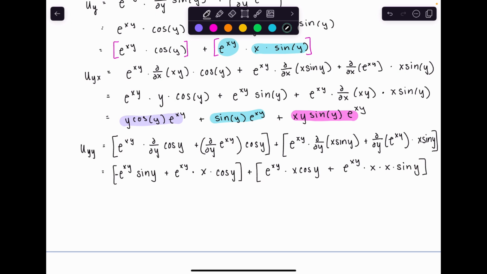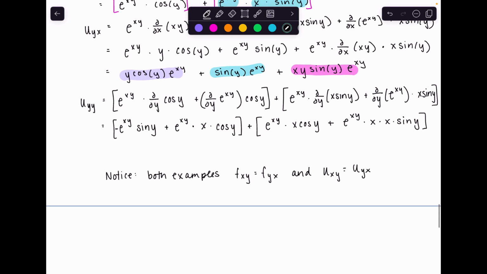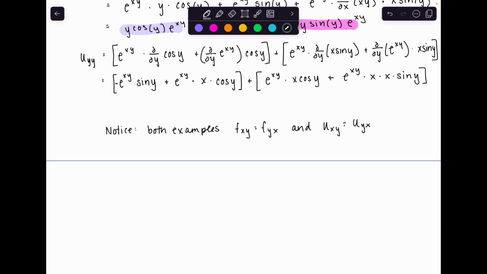Okay. But just as a notice, in both examples, those mixed partials are equal to each other. So the partial with respect to x then y is the same as y then x. And in this case, we had u, partial with respect to x and y, is the same as y and x. So this is exactly Clairaut's theorem.